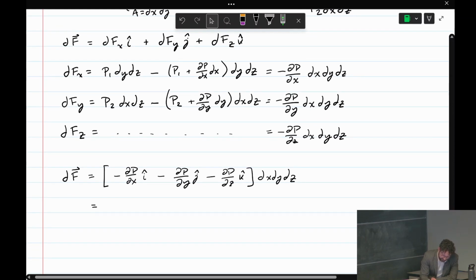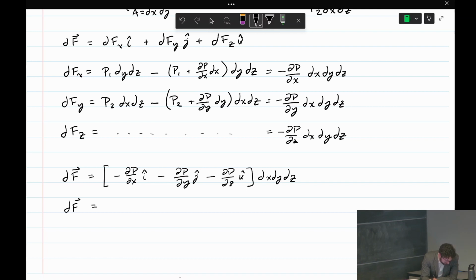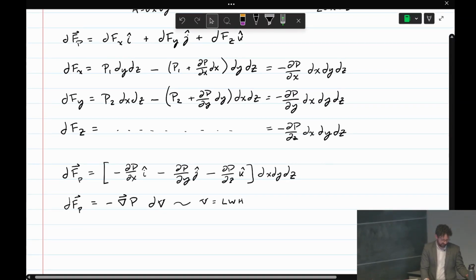And you've actually seen what this is before in your calculus class. So the df, and I'll add a sub p here just to indicate this is the force due to pressure only. That's what we're talking about today. So dfp is negative nabla p, which is the gradient of p, dv, where v is basically length, width, height, right? So that's dx dy dz.